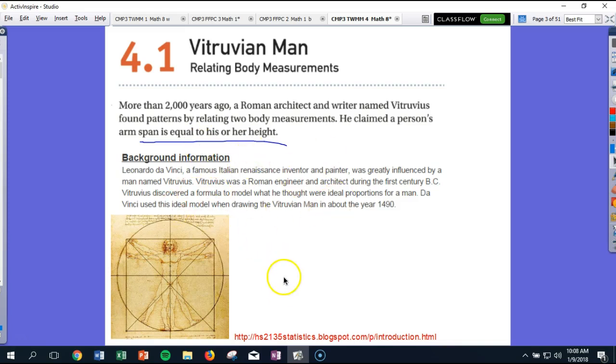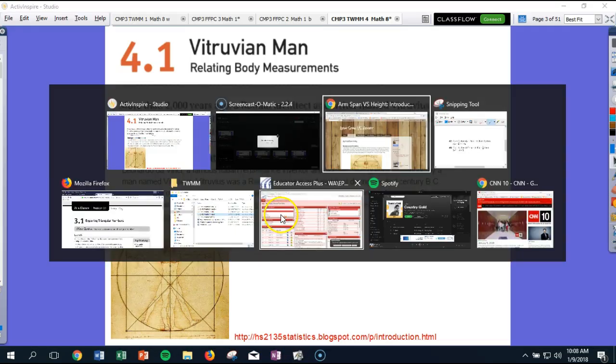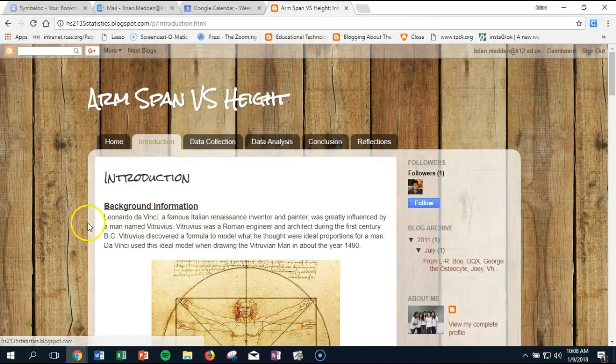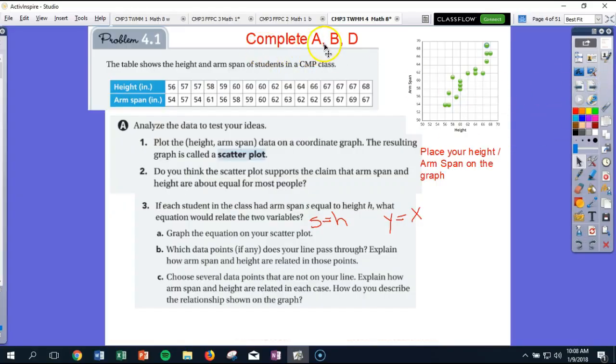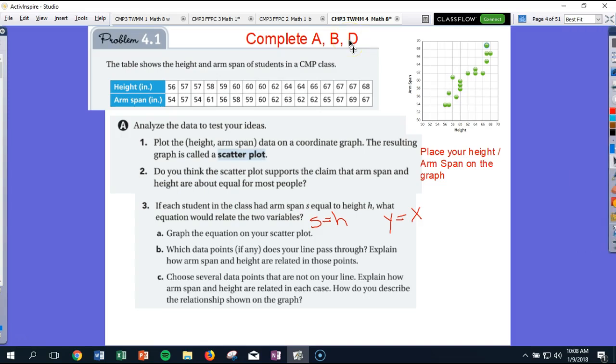There's more background information here if you want to go to this link. It'll take you to this website, and there's a lot more information here about arm span versus height if that's something you'd like to research a little bit further. But as we get into our problem here, we're going to do parts A, B, and D. We'll go ahead and skip C.